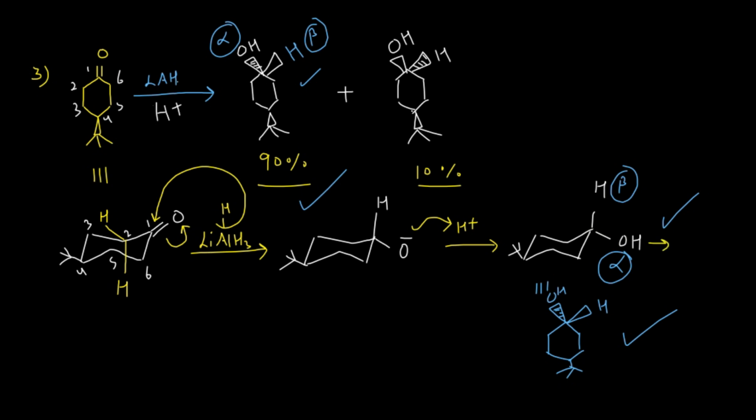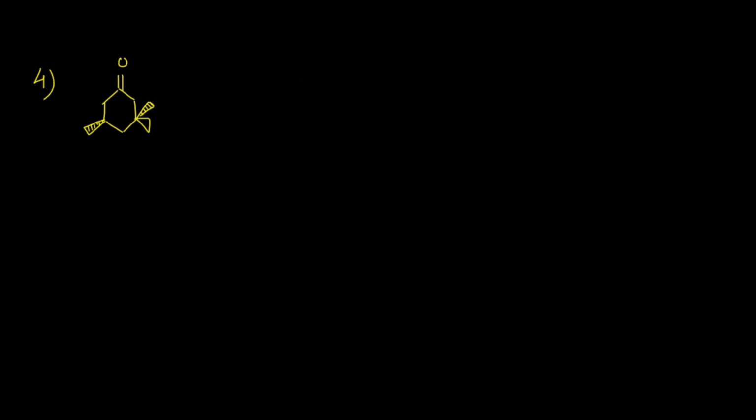This is a very important outcome. So I am writing equatorial, equatorial, and this is axial. Very important, you should remember this point. I hope this is quite clear to you. Now suppose you have this species. Again you can make two different isomers.